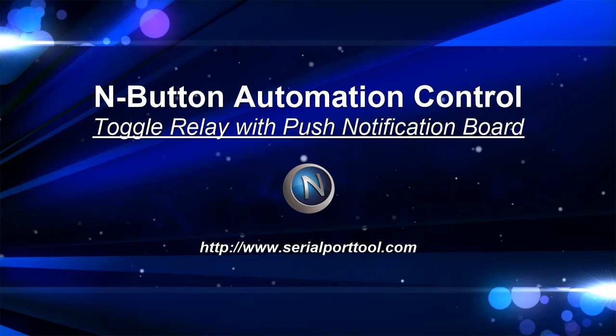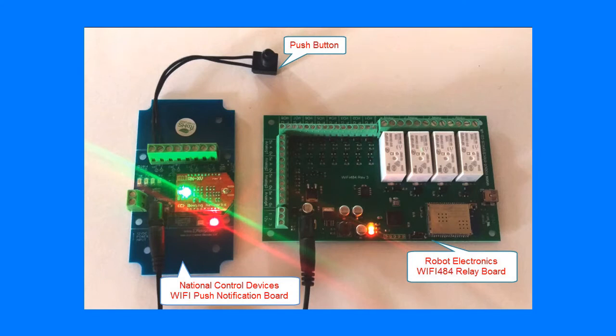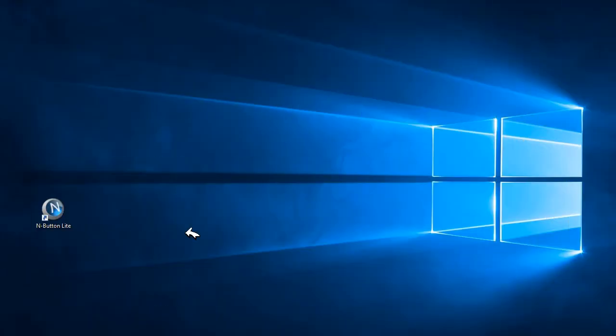Hi, this video will show you how to use the Inbound Software Automation function to toggle relay boards with push notification boards. First, connect the boards to your computer, or connect to the same network with your computer. Here, I use the Wi-Fi push notification board from National Control Devices, and the Wi-Fi relay board from Robot Electronics. Make sure that you have Inbound Software Lite or Pro version installed, and run the software.